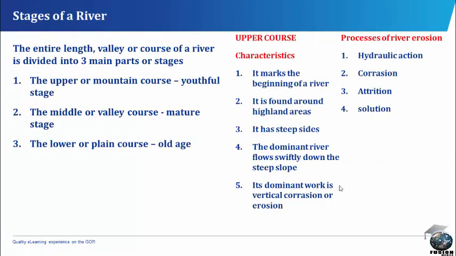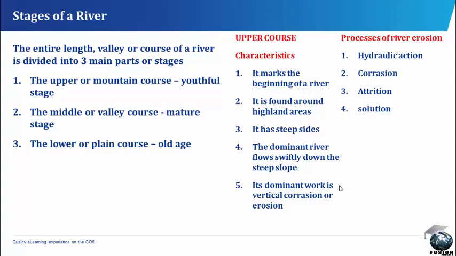Stages of a river. The entire length, valley, or course of a river is divided into three main parts or stages. 1. The upper or mountain course. This is called the youthful stage. It marks the beginning or source of a river. It is found around highland areas. It has steep sides. The dominant river flows swiftly down the steep slope.